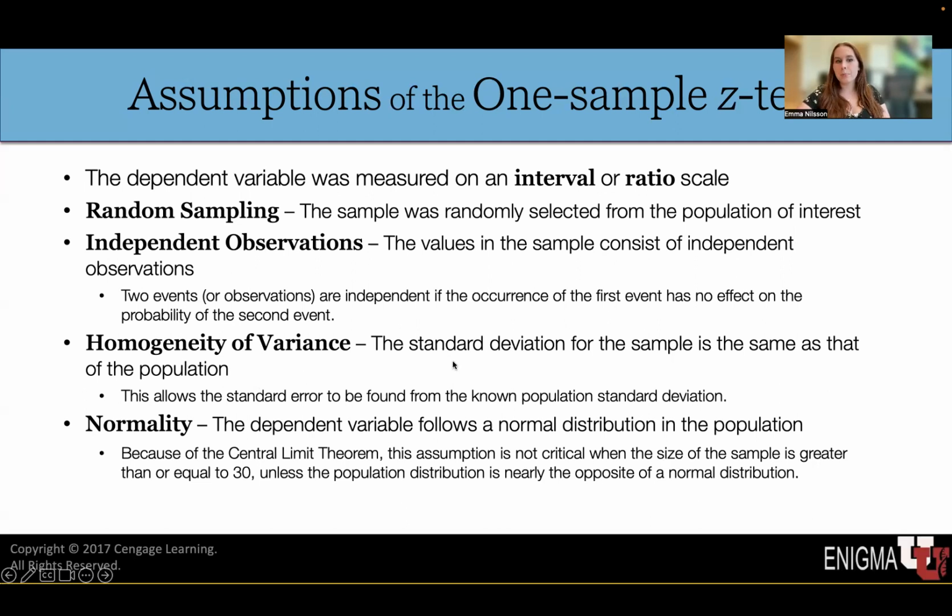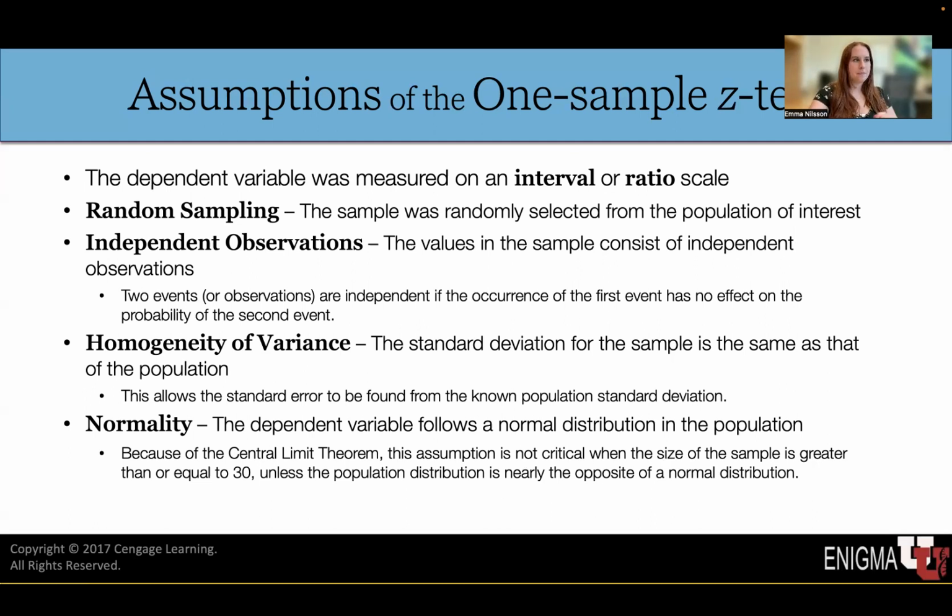Then we have to make sure we have homogeneity of variance, which is just that the standard deviation of the sample is pretty much the same as the standard deviation of the population. And then we also have normality. Our dependent variable is going to follow the normal distribution. And based on the central limit theorem, we generally assume that if your sample size is more than 30, then your population distribution is going to be nearly equal to normal.